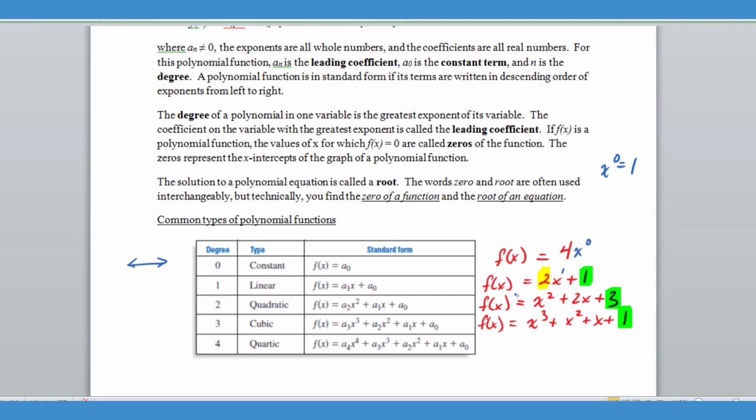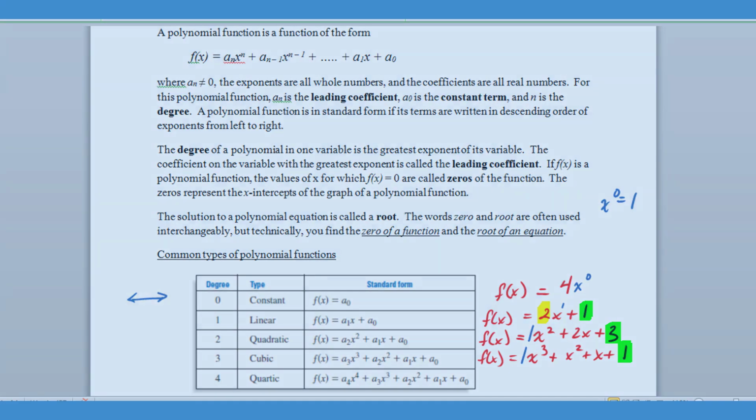If we have a leading coefficient that's not there, it's an understood 1 if that x does not show it. So these are just some of the basic terms and the way to write polynomial functions in standard form that you need to be familiar with. So also understand that the degree indicates the number of solutions or roots, and solutions, roots, and zeros are basically interchangeable. Alright, so that's a good start and introduction to polynomial functions.